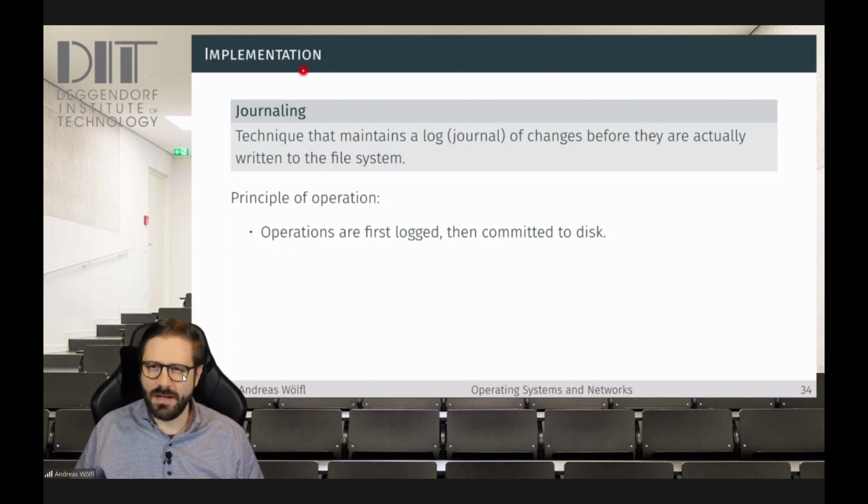Journaling means that we maintain a journal, like a journal where you write up things on a day-to-day basis, basically a diary, so to say.